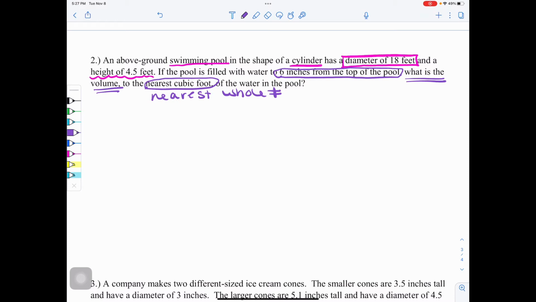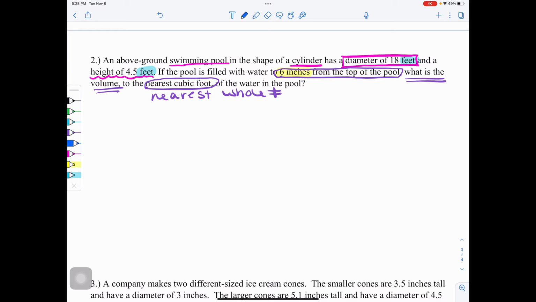Now, if we think back to some of the other tips and strategies we talked about, it's important to figure out what formula you're using, what you know, what you don't know. And if you remember, one of the things we said to look for is if your units actually match. So I want to go take a look at the units. Diameter is in feet. Then I see the height are in feet. So far, so good. But then when I look at how much is left on top for the pool, it says 6 inches. So I notice that my units don't match. So we have some work to do.